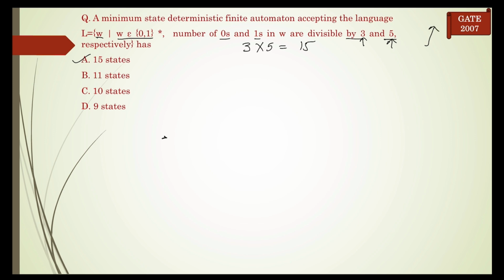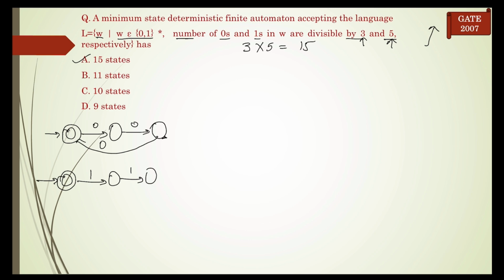You can go through this link where I have explained in detail how to construct such DFAs. You have to divide such questions into 2 parts. First part will have the number of 0s divisible by 3. And in another part you have to construct the DFA where the number of 1s is divisible by 5. Number of 1s, this is 1, 2, 3 and 4. This is 5.